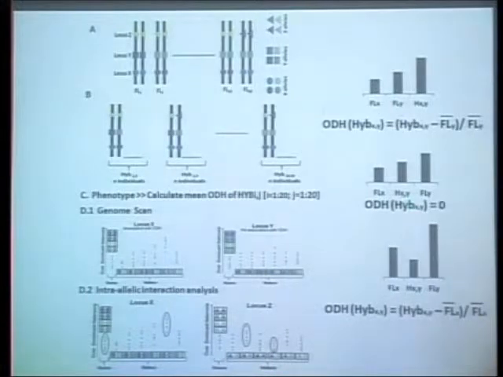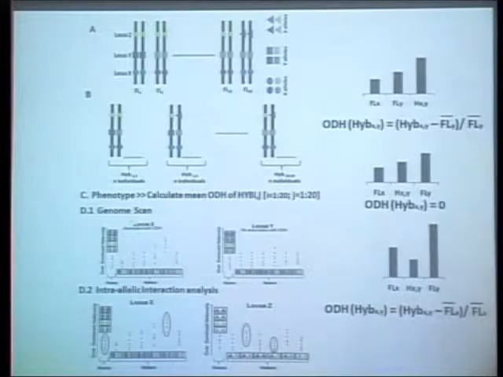Then after crossing, overdominant heterosis was calculated using this formula. If the hybrid is between the two parents, you will have an overdominant heterosis value of 0. Or else, if the hybrid is either higher than both parents or lower than both parents, you will have a positive or a negative overdominance heterosis value. Based on this value, the mean ODH value is calculated for each plant, for each hybrid. After that, a genomic scan and association of overdominance heterosis with heterozygosity was conducted.